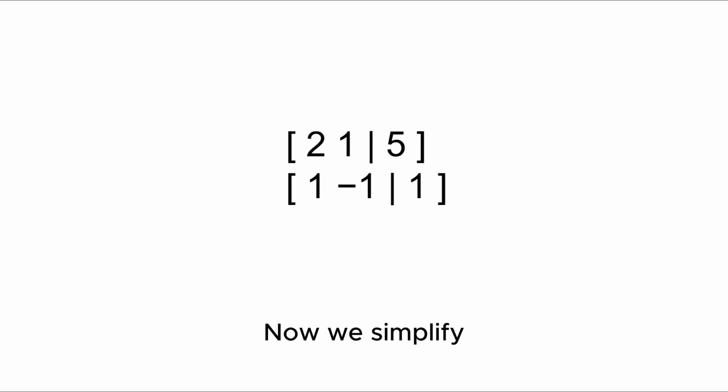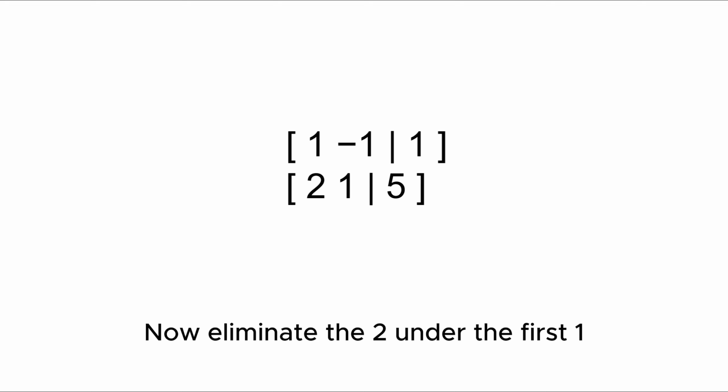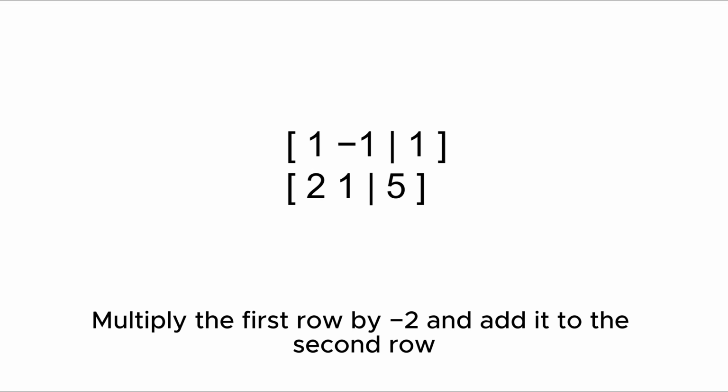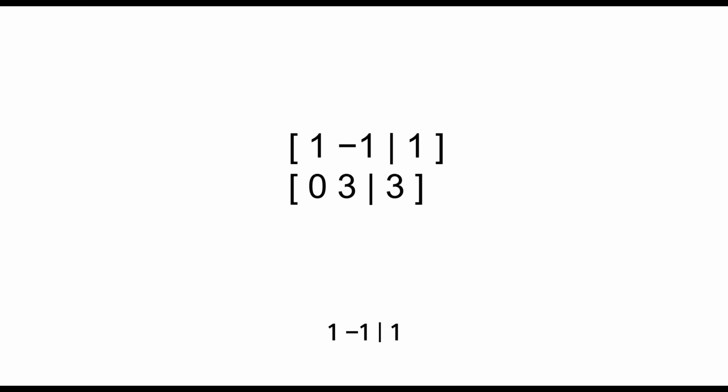Now we simplify. First, swap the rows so the leading coefficient is easier to work with: [1, -1, 1; 2, 1, 5]. Now eliminate the 2 under the first 1. Multiply the first row by -2 and add it to the second row. Row 2 equals row 2 minus 2 times row 1: [1, -1, 1; 0, 3, 3].